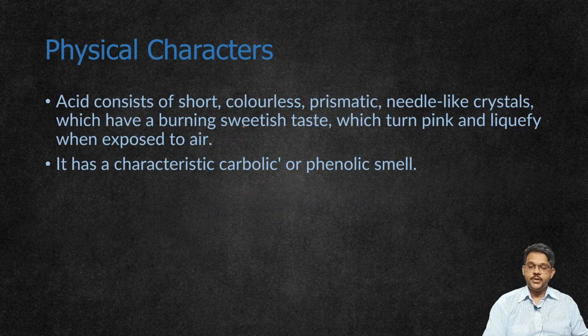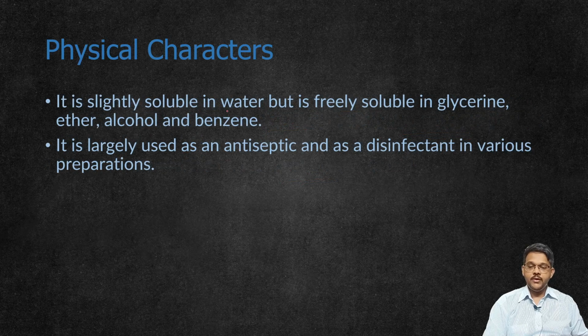Coming to the physical properties of carbolic acid, it appears as colorless prismatic needle-like crystals which have a burning sweetish taste, and which turn pink and liquefy when exposed to air. The characteristic carbolic or phenolic smell is present. It is slightly soluble in water, but freely soluble in glycerin, ether, alcohol, and benzene. It is largely used as an antiseptic and disinfectant in various preparations.